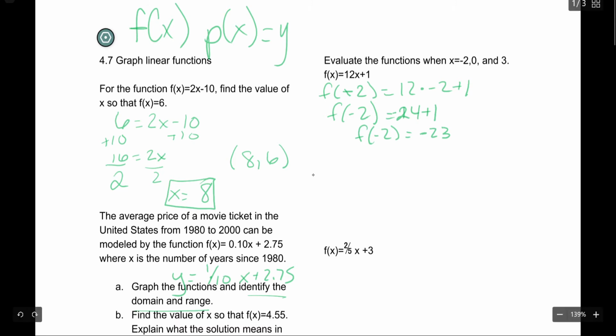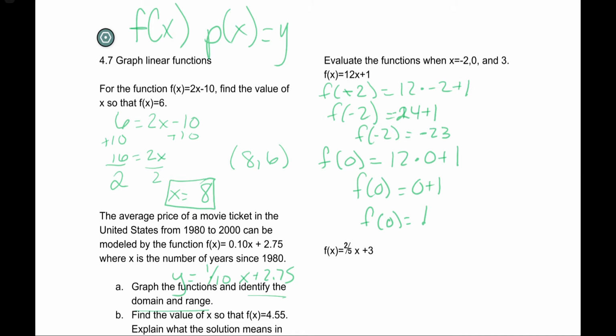And we'll do the next one. Our function at 0 means that we're going to take 12 times 0 plus 1. Well, 12 times 0 is 0, so our function at 0 is equal to 0 plus 1. So our function at 0 is 1. Okay, go ahead and try your function at 3 for your final answer of this part. And then we'll do the next one in class together.